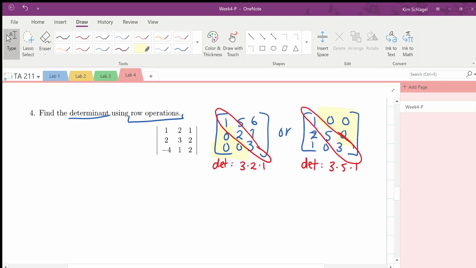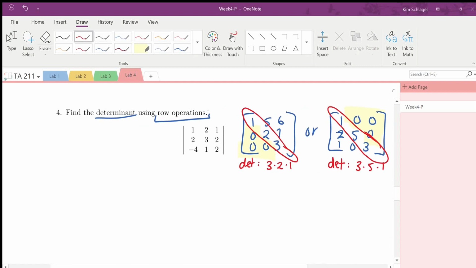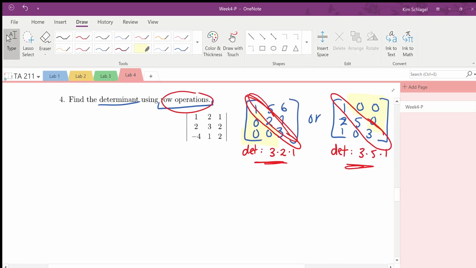So if they ask you to do it using row operations, they're definitely wanting you to find the upper or lower triangular matrix, so that you can just multiply these entries here. And it's really nice if you have something like that, because you don't have to go through that whole long process of cofactor expansion.